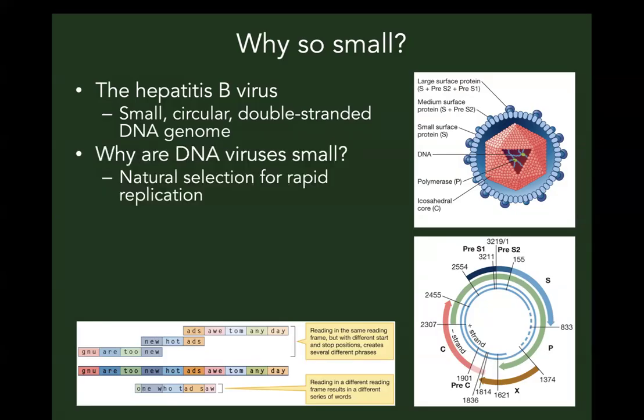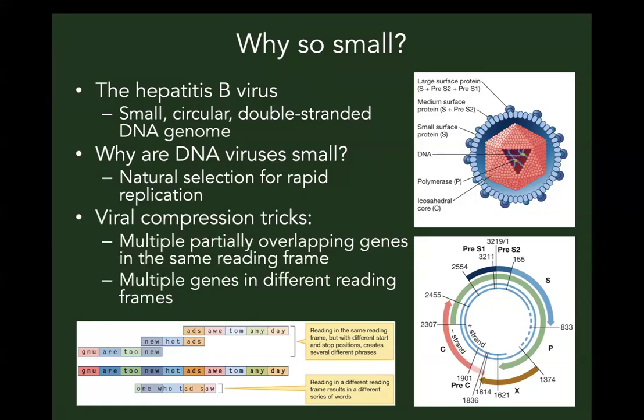We can understand why it would want to be small, just because the viruses that can replicate more quickly have more generations, more opportunity for mutation, more opportunity for spread, right? So there's a lot of natural selection for rapid replication. And viruses have come up with cool tricks to be able to have small DNA so that they can replicate quickly. One of their cool tricks is they have these multiple partially overlapping genes that are in the same reading frame, and then also multiple genes in different reading frames.